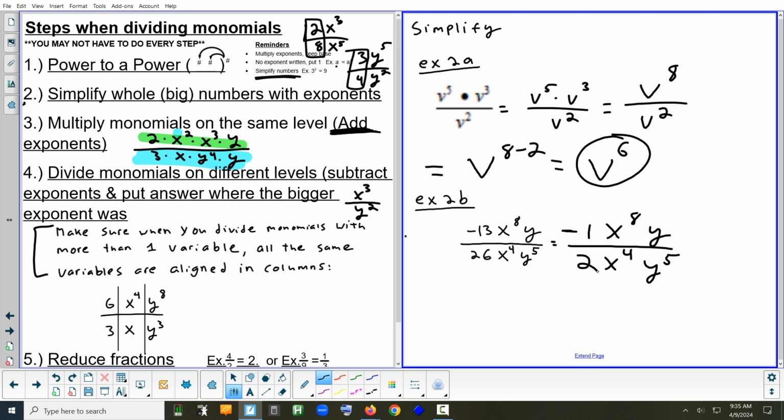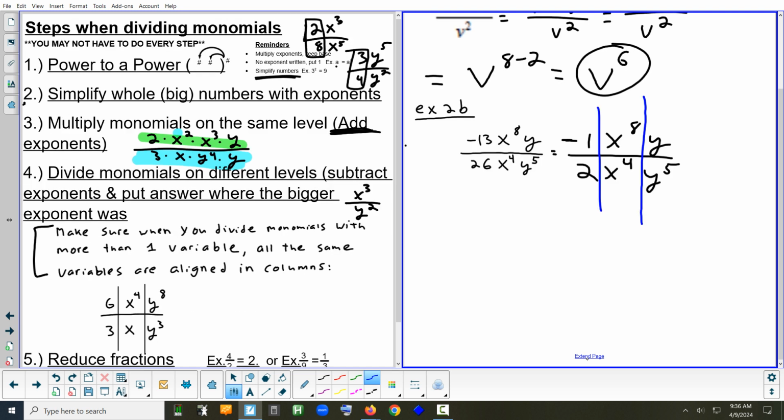Step 4. Now we're going to divide the monomials on different levels. Do we have the same letter on different levels? Yeah, we do. So what I usually do is draw these lines because it just helps me to kind of separate everything. You don't have to. Is everything lined up? Do I have numbers in a column, x's in a column, y's in a column, or do I need to swap things around to fix it? No, it's good. Numbers, x's, and y's. It's perfect. So remember now we're going to subtract to simplify those. The first column is done. That's negative 1 over 2. We did that right away.